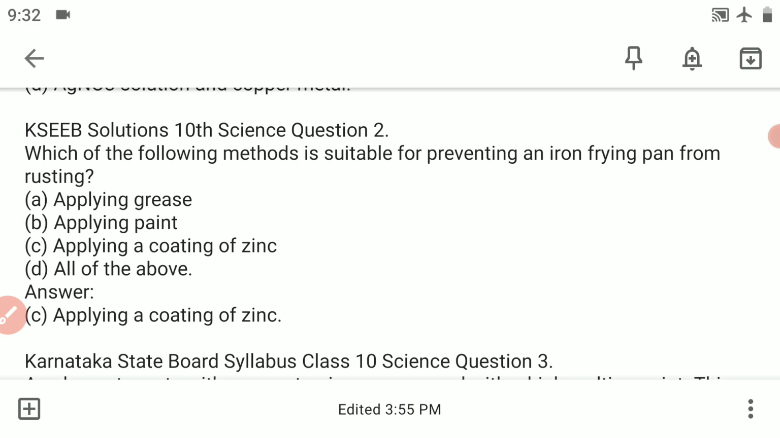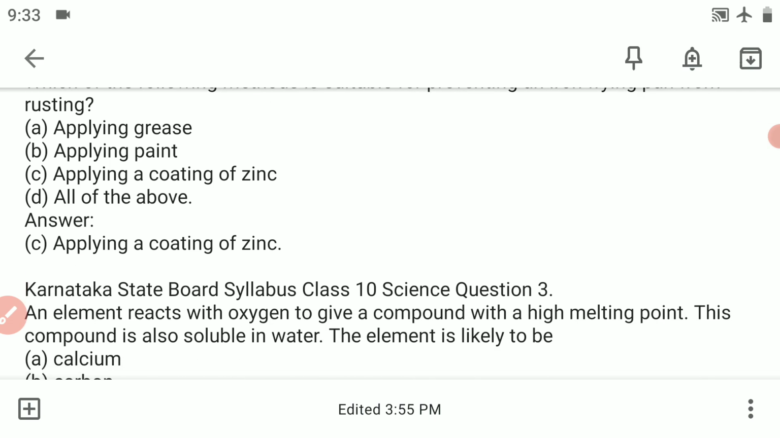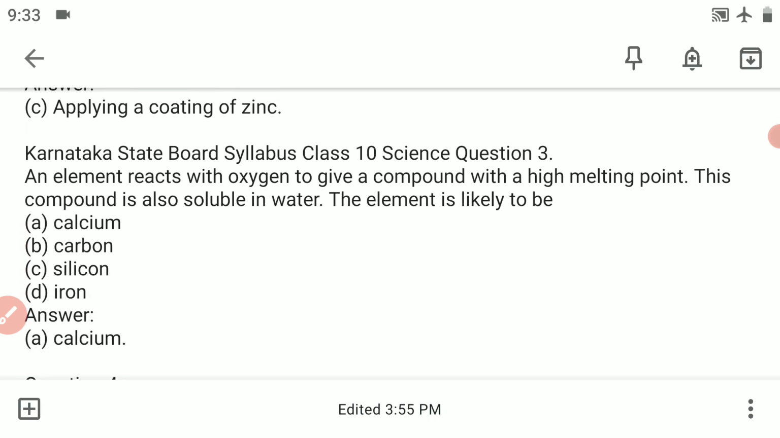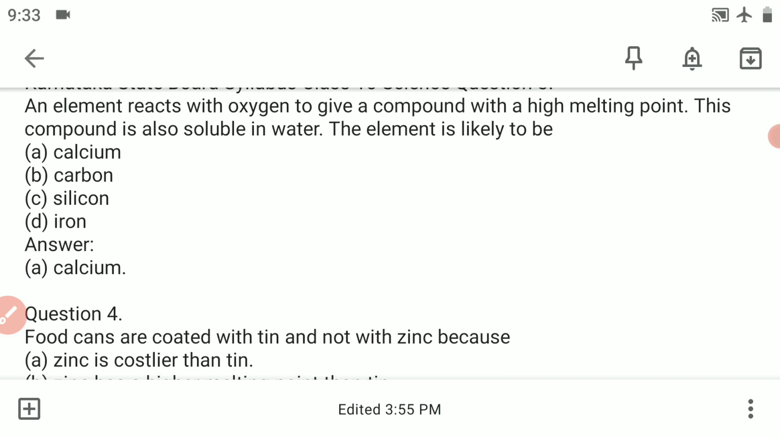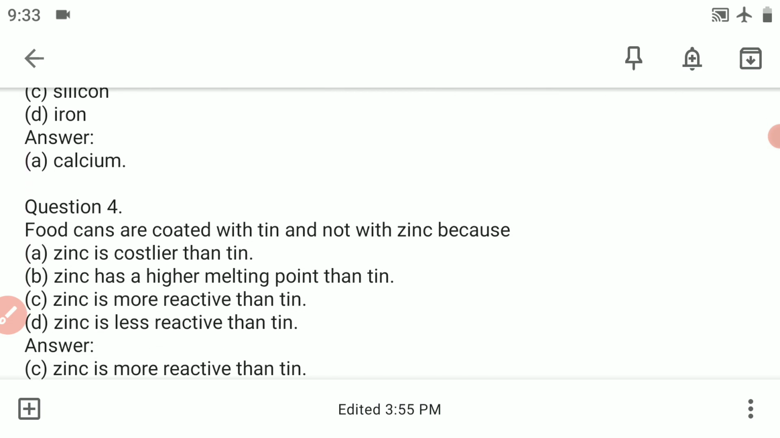Question number 2 is, which of the following methods is suitable for preventing an iron frying pan from rusting? The answer is applying a coating of zinc. Question number 3 is, an element reacts with oxygen to give a compound with a high melting point. This compound is also soluble in water. The element is likely to be calcium.